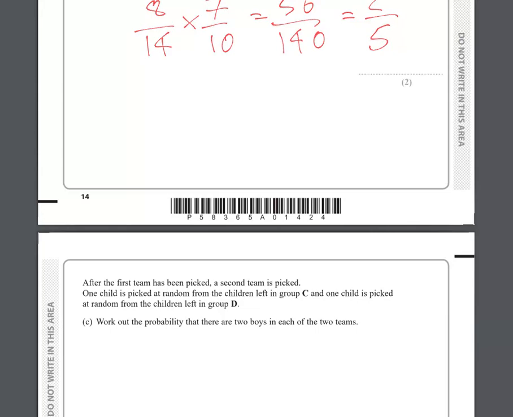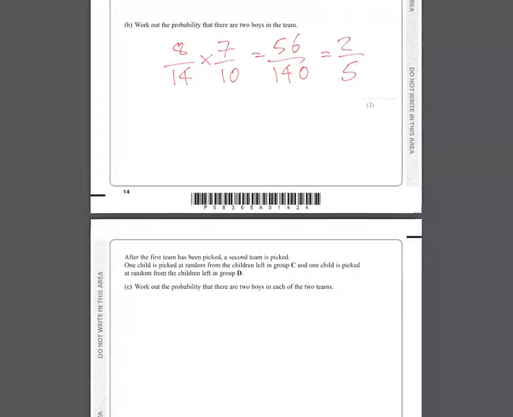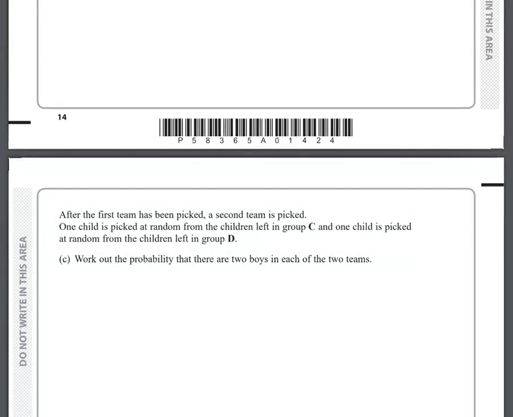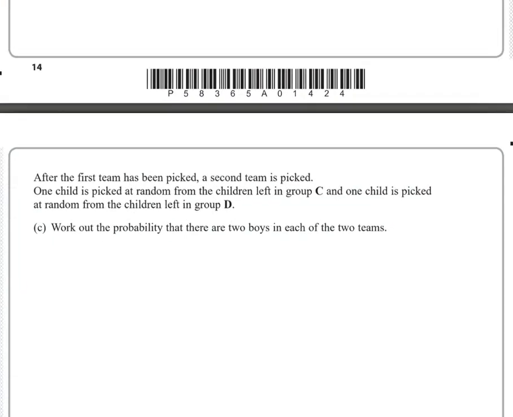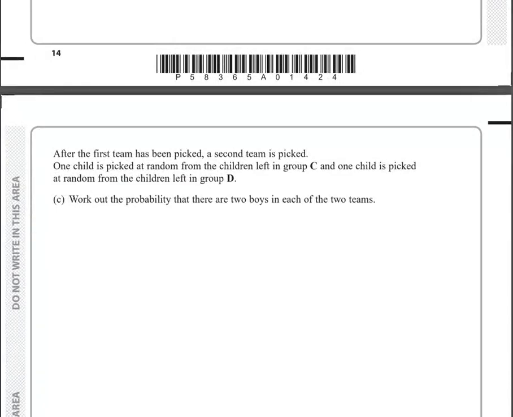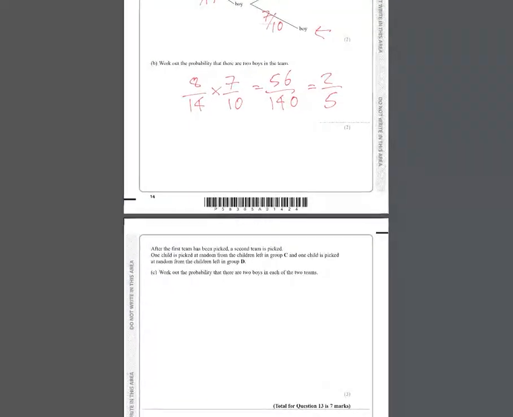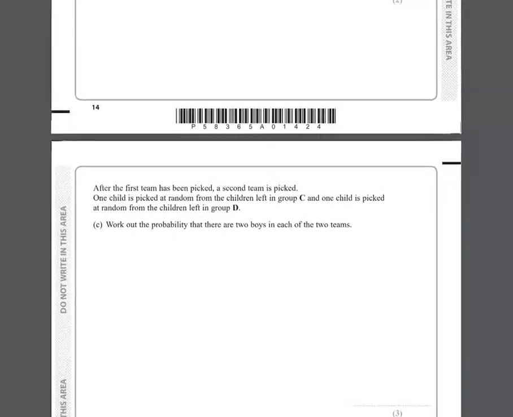Okay, after the first team has been picked, a second team is picked. One child is picked at random from the children left in group C, and one child is picked at random from the group left in D. Work out the probability that there are 2 boys in each of the 2 teams. So, what is the probability of now getting, if we got a boy in the first team, well, there's now 7 out of 13.